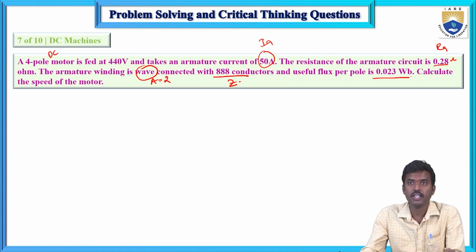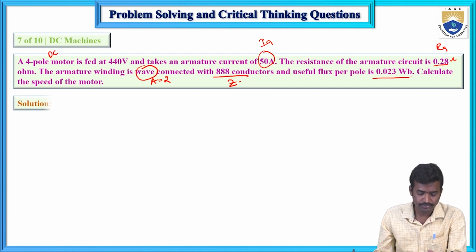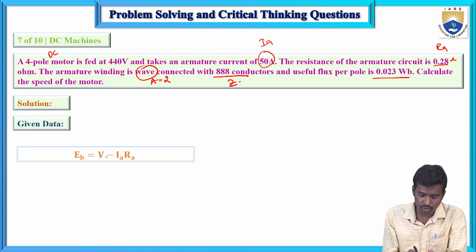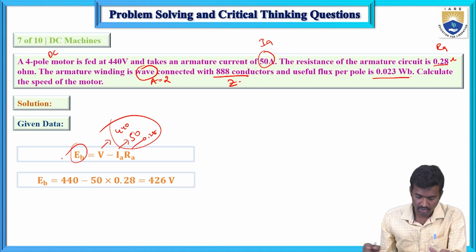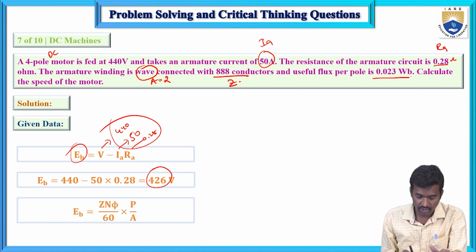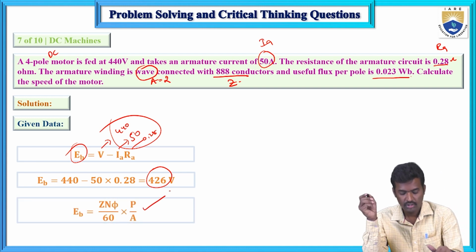So we know the formula: Z N phi by 60 into P by A. For the generator case, Eg equals the generated EMF, and the back EMF has the same formula. Here, first, Eb equals V minus IA RA. Eb is 440 volts minus IA, which is 50, times 0.28. So first determine this Eb, which is 426 volts.